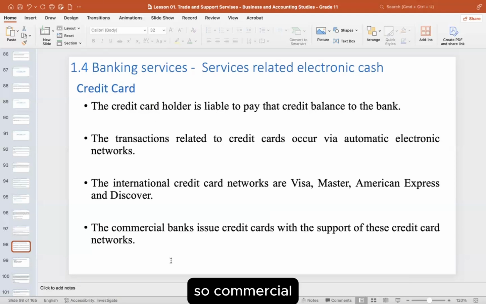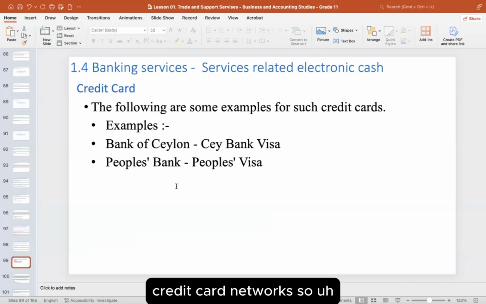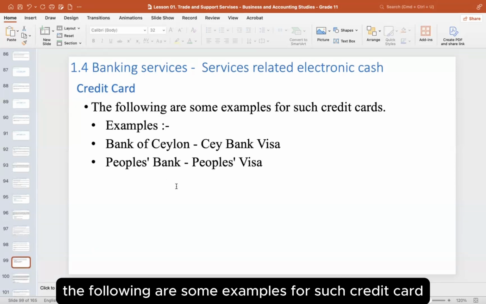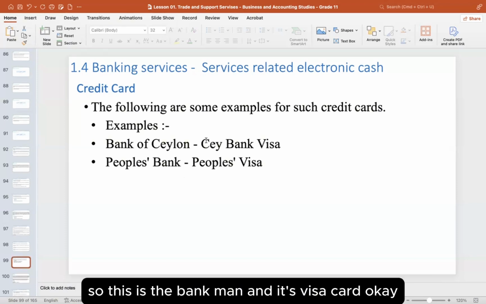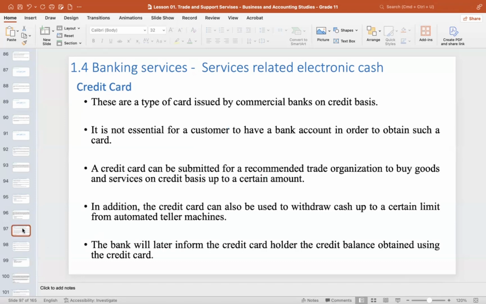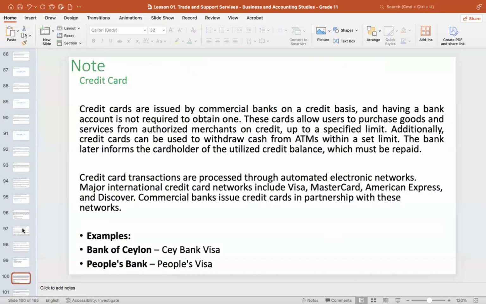So commercial banks issue credit cards with the support of these credit card networks. The following are some examples of such credit cards: Bank of Ceylon, C Bank Visa. So this is the bank name and it's a Visa card. Then People's Bank, People's Visa. Those are the key things with respect to credit cards.